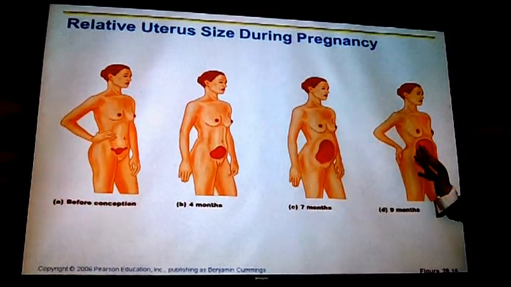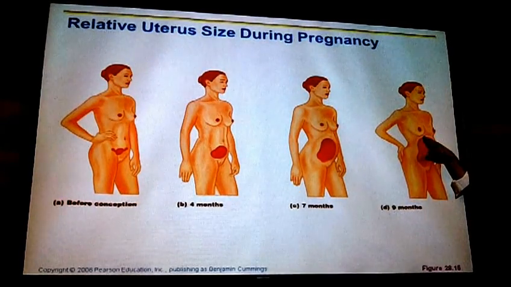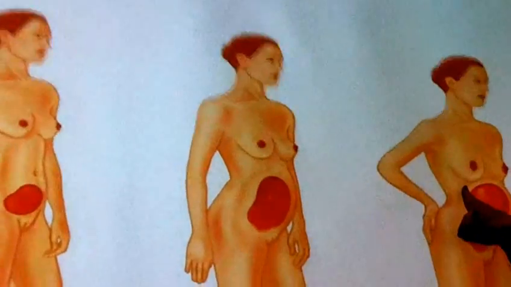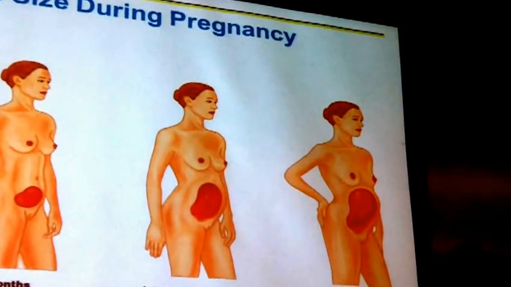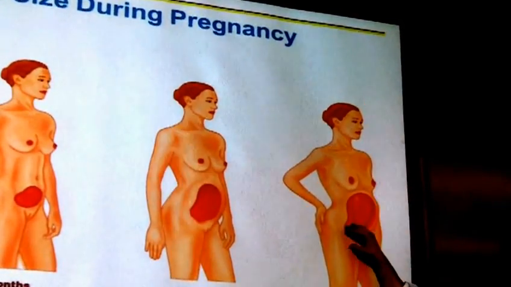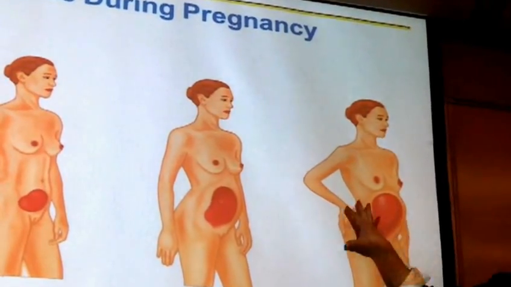The stomach, you can see where a female would have a lot of gastric reflux, because you're pressing on the stomach, those gastric juices are going to go back up into the esophagus. So you have a lot of heartburn. And you can imagine the bladder sitting here being pressed on. So the uterus is expanding greatly in size.